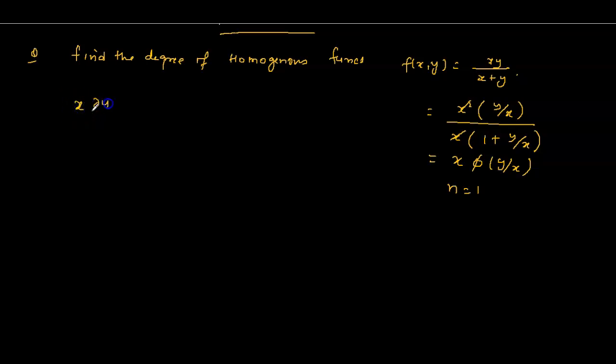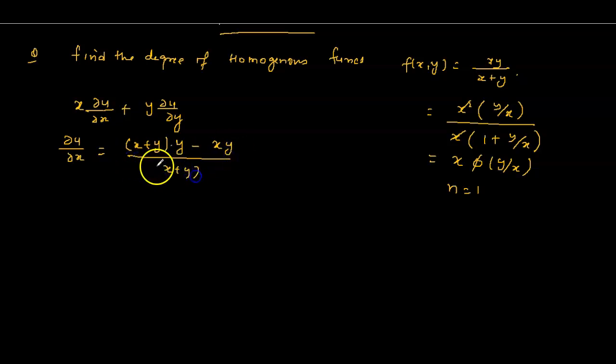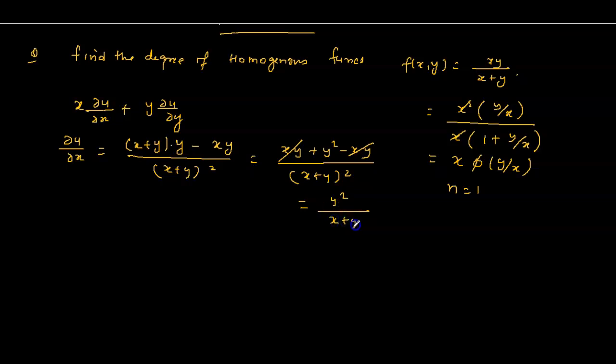So you can check whether the Euler theorem is holding or not. x into del u by del x plus y into del u by del y. So del u by del x is equal to, this is u by v, x plus y into the differentiation of xy with respect to x. So y minus xy, this one is 1, divided by x plus y whole square. This I can write as xy plus y square minus xy divided by x plus y whole square. So y square divided by x plus y whole square.